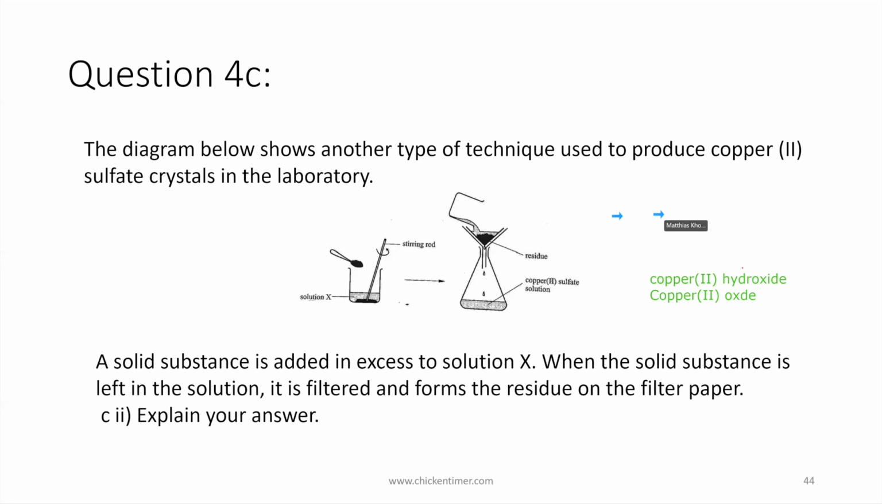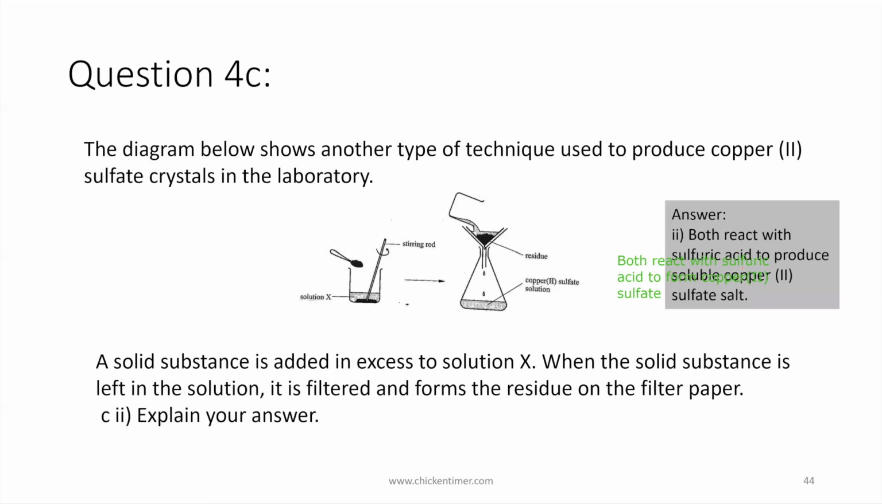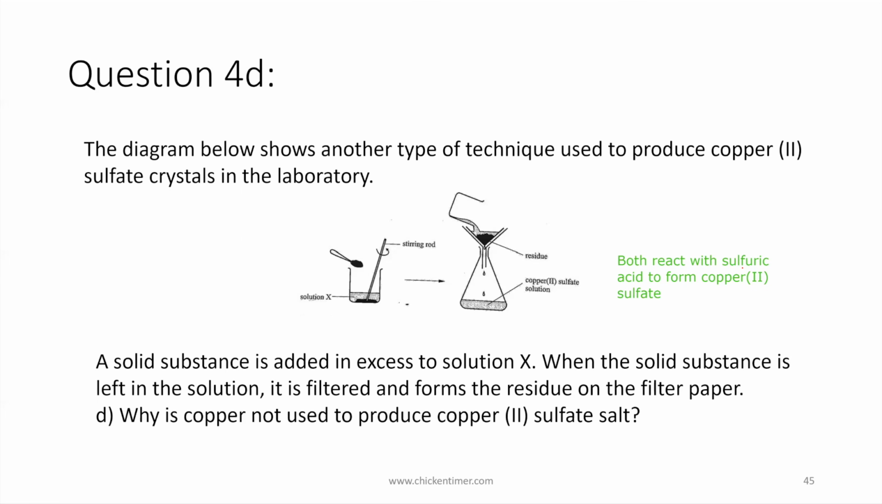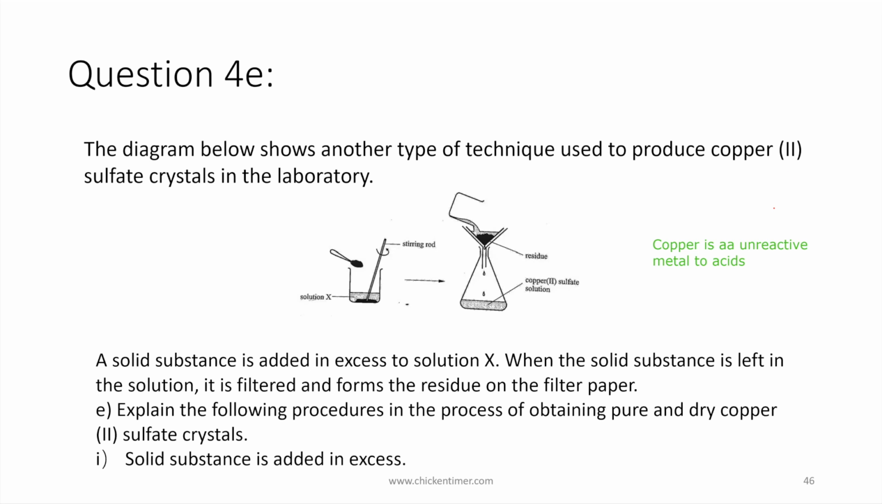Then see part two, explain your answer. Why you use copper hydroxide and why you use copper oxide? You can write down your answer while I go and pick up something. Okay, both react with sulfuric acid to form copper sulfate. Next one. So you have to explain why solid substance is added in excess. I kind of gave the answer just now. It's to make sure that all the acid is used up.